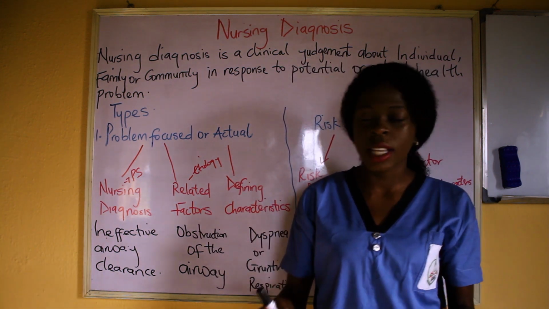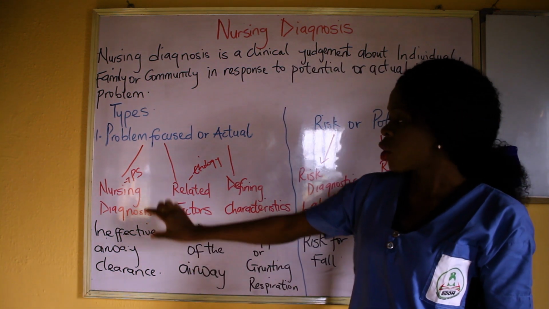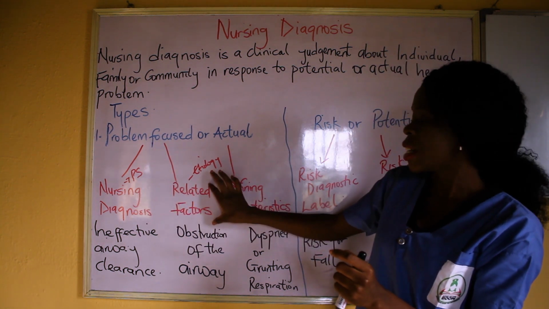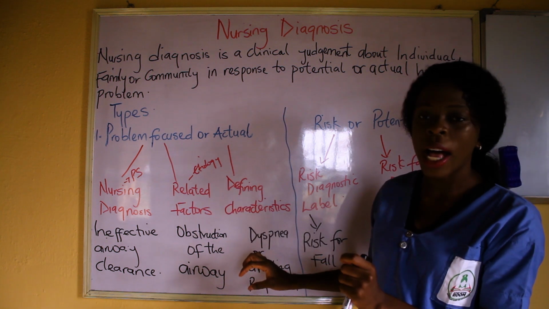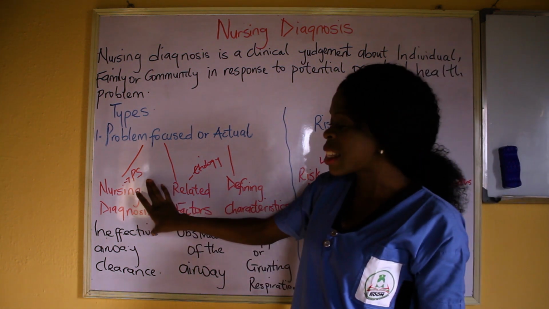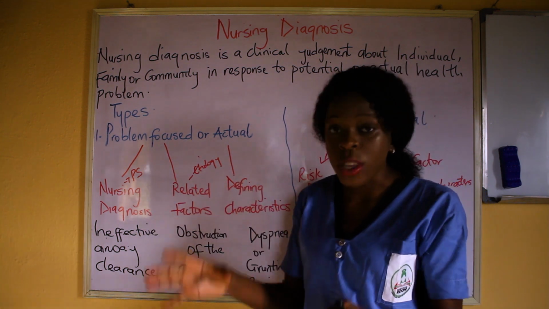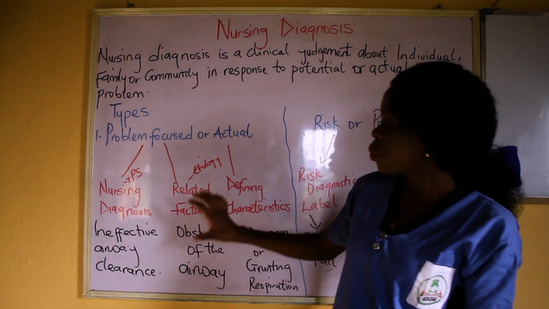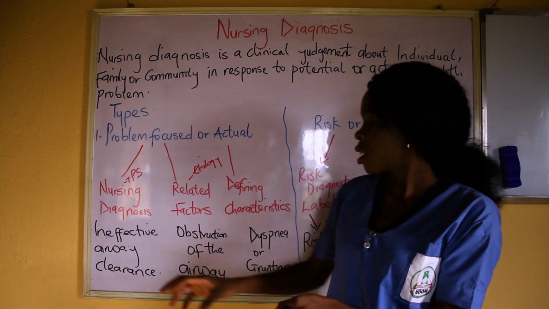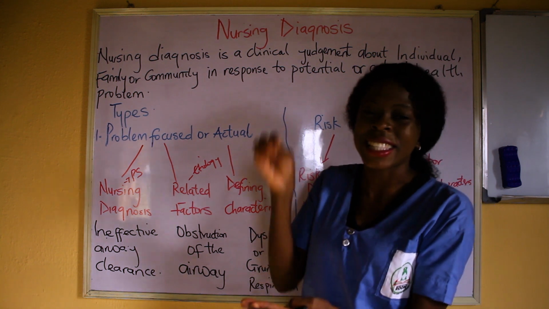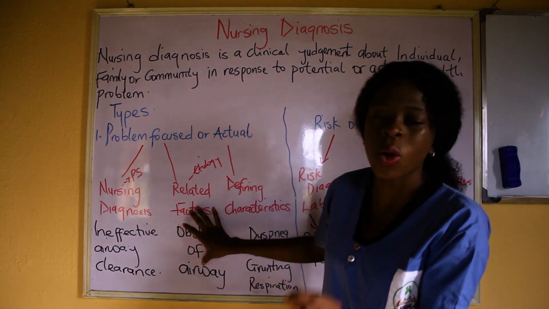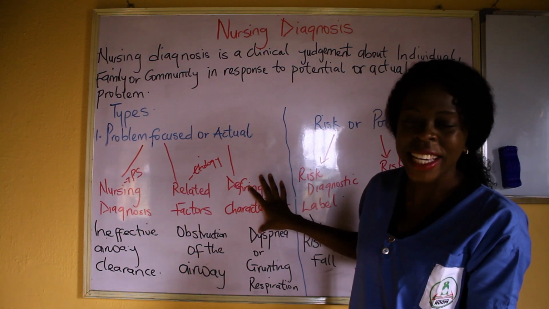So why is it a statement with parts? It has three parts. The nursing diagnosis, which is the problem statement itself. It has the related factor. And it also has the defining characteristics. The problem statement is what is the problem? What do you want to tackle? The related factor is the etiology. What is causing that problem? While the defining characteristics are the signs and symptoms.